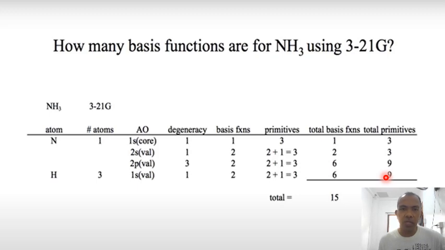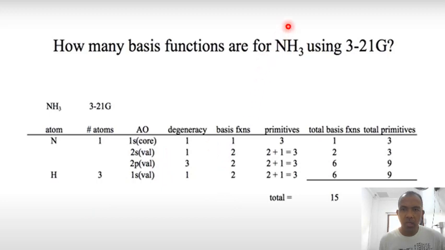Now the nitrogen. How many atoms are there? There's just one nitrogen in ammonia. What kind of orbitals does it have? It has one s core, and two s valence, and the two p valence. The degeneracies are one, one, and three.